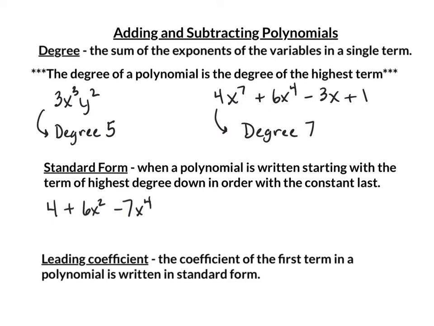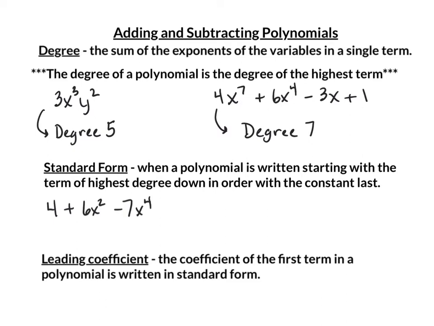Degree is the sum of the exponents of the variables in a single term. When I look at 3x cubed y squared, it has degree 5 because I add up the exponents on the variables, and 3 and 2 makes 5. The constant 3, called the coefficient there because it's in front, we don't include it. A constant has degree 0. Look at the next one.